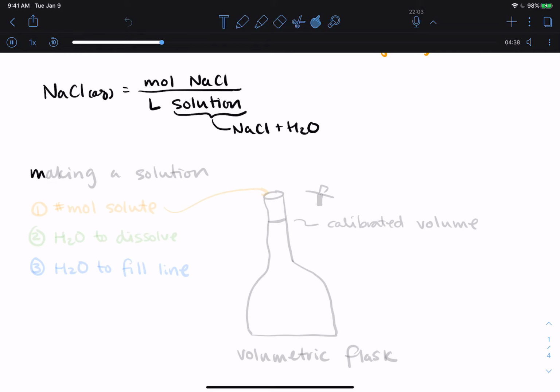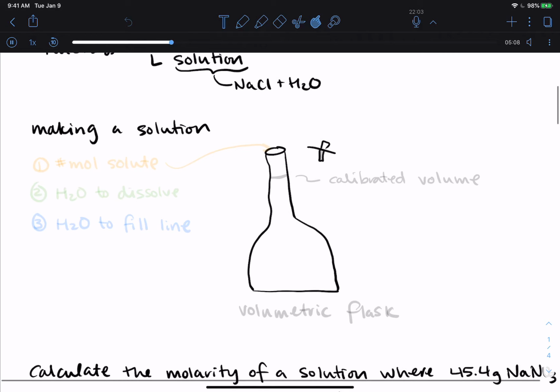So when you're making a solution, we use this piece of glassware called a volumetric flask, and it looks something like this. I'm obviously questioning my decision to draw this for you and not pull up a picture, but that's all right. And it comes with a little cap. But I'm not going to put the cap on here because we're going to talk about what you put in this flask to make a solution. We need the cap off to do that.